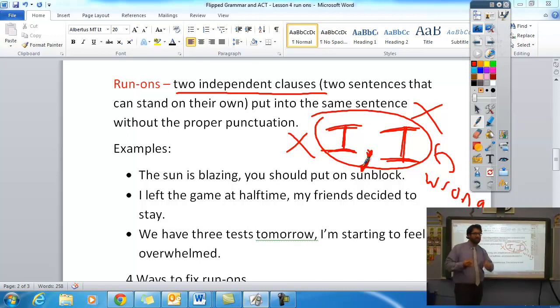Like I said, you will see this on the ACT. You will see this in your own writing. We've got to come to an understanding of this so we can improve. So we can improve on the ACT and we can improve our writing. So let's look at some examples.